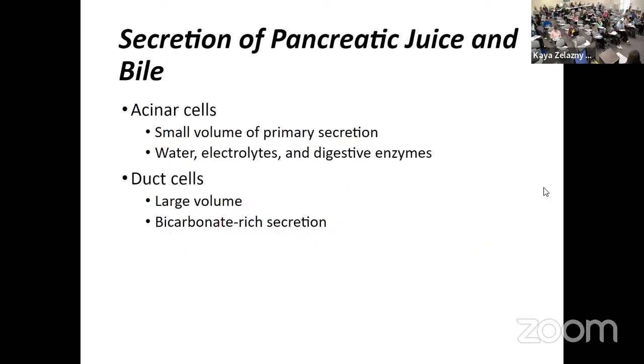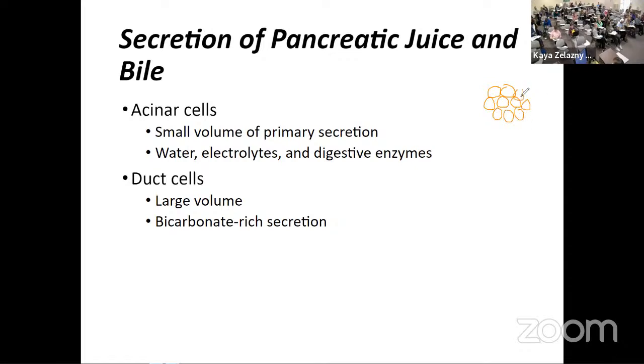So we're going to move on to thinking about why we are secreting pancreatic juice and bile. When we think about the shape of our gland, we can draw them a little bit like alveoli. They're not filled with gas, though. These are just our cells. So these are acinar cells, acini.